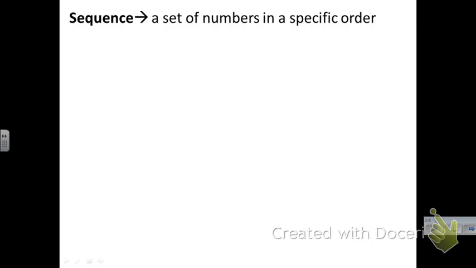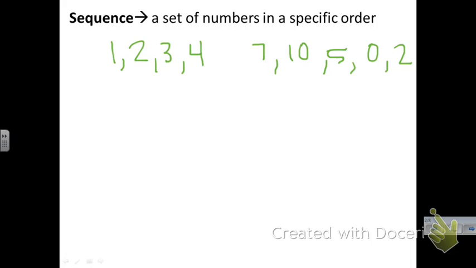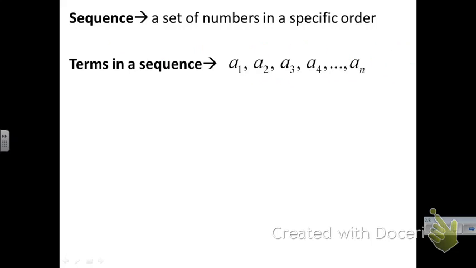Okay, a sequence is a set of numbers in a specific order. So if we have 1, 2, 3, 4, we can see that they're in a specific order. If we have a number set like this, 7, 10, 5, 0, 2, these are not in a specific order, so we would not say they're a sequence, and we wouldn't use them for what we're doing in this section.